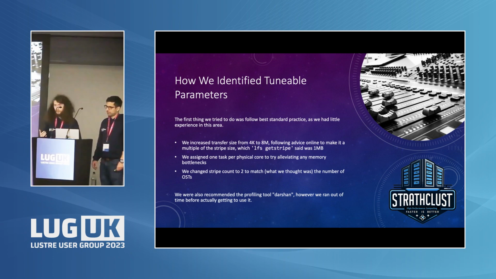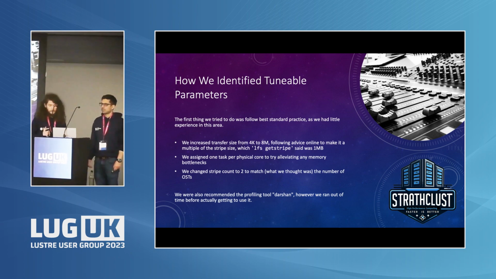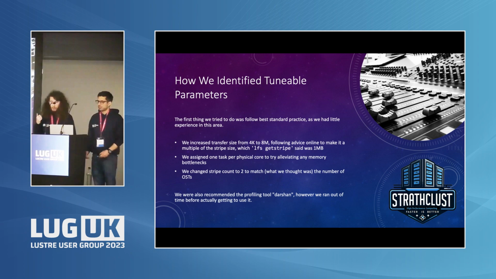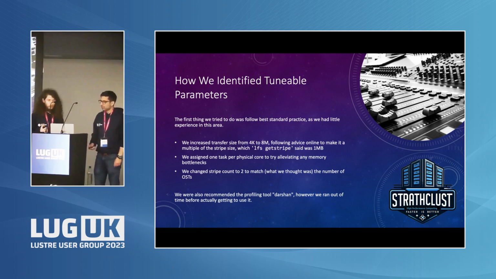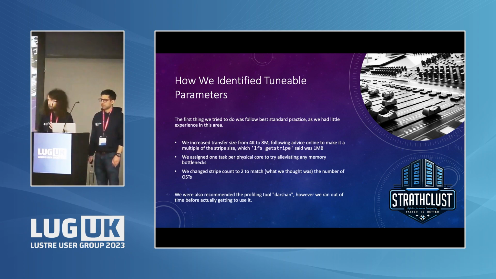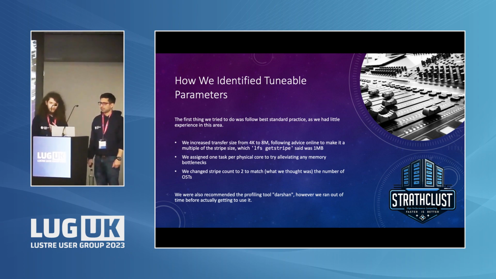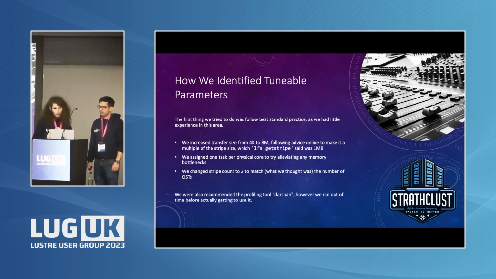So we found some advice online that said, you want transfer size to be a multiple of your stripe size. So we ran a command, found the stripe size, and picked a multiple of it. And that did help performance. Another thing we were told was to use one task per physical core of the machine, because this would alleviate memory bottlenecks. Now, of course, we didn't check if there were memory bottlenecks, but if it's best practice, we thought we might as well throw it in.